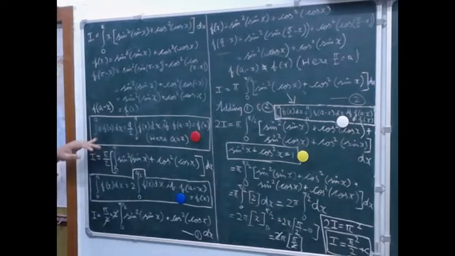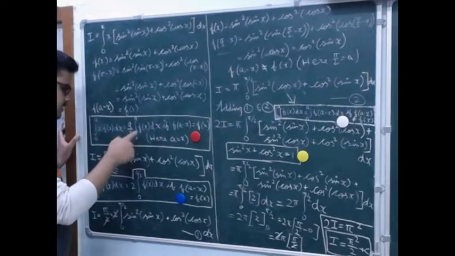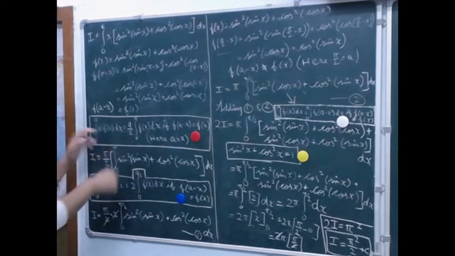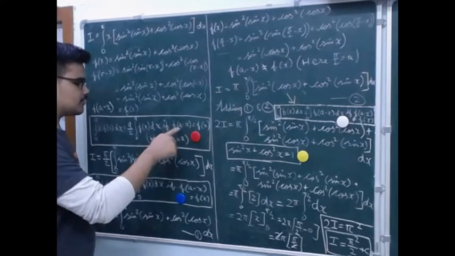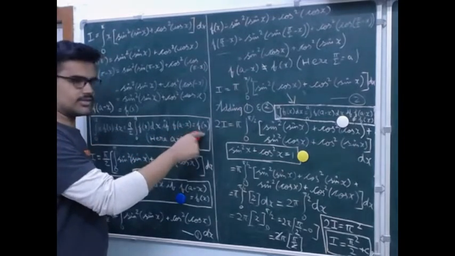The first property is the integral between the limit 0 to a of x f(x) dx is equal to a/2 times the integral between the limit 0 to a of f(x) dx, if we can prove that f(a minus x) is equal to f(x).